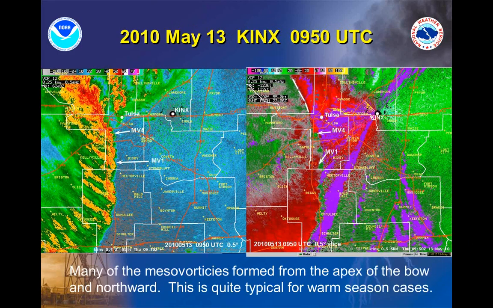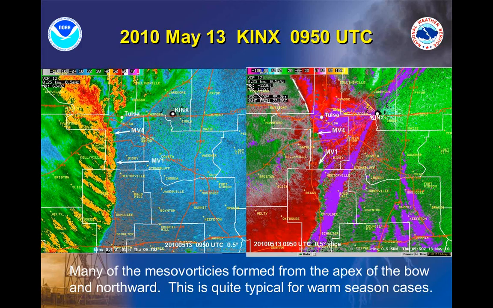We've got two more slides coming up. There we go, 0950 again. Note again how the echoes are almost being torn apart. Look how it displays down to the south, away from the leading edge particularly. Definitely, the cold pool is a very dominant force in this particular case down here.